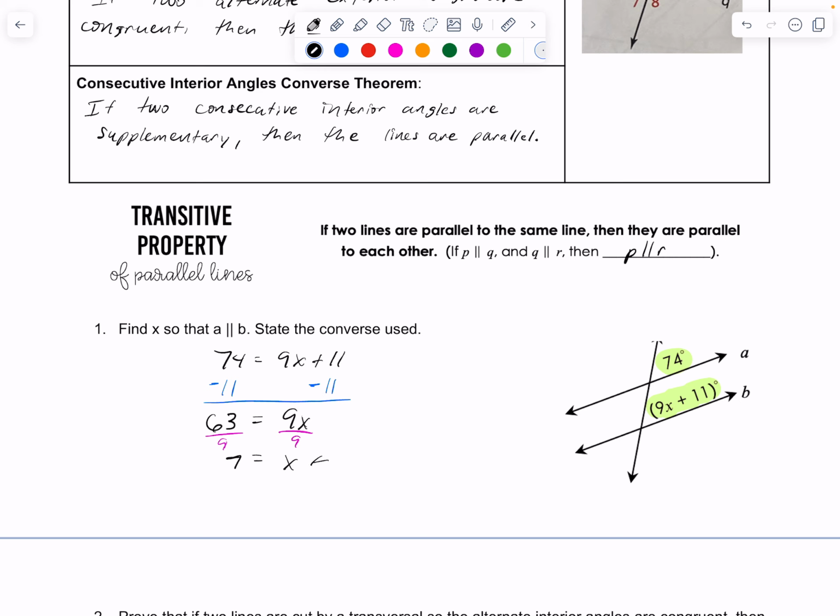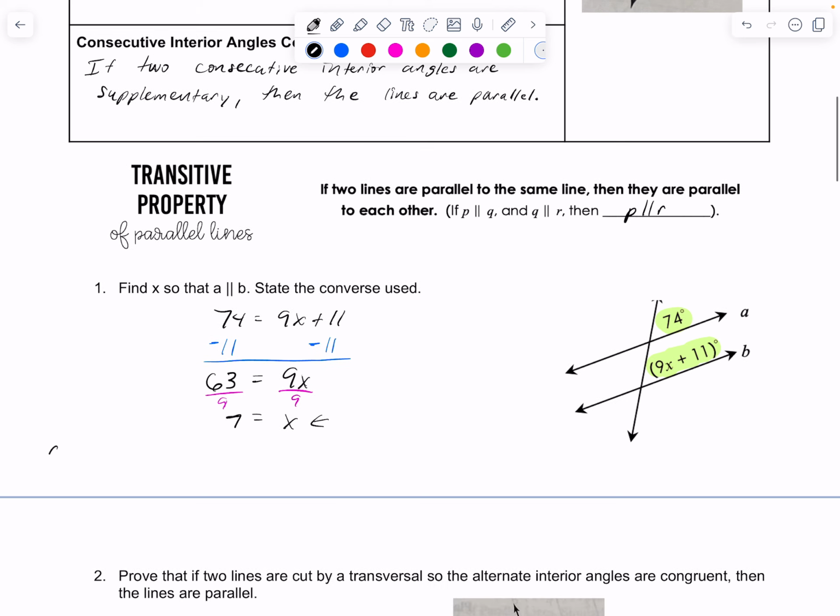So if x equals 7, then we can use the corresponding angles converse theorem to prove that line A is parallel to line B. All right, but x has to be 7 for that to work.